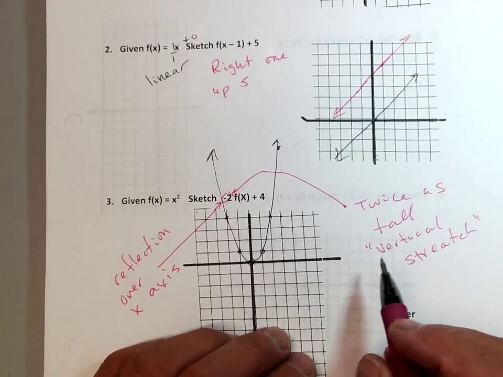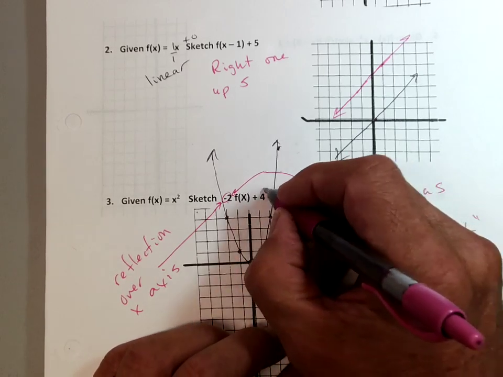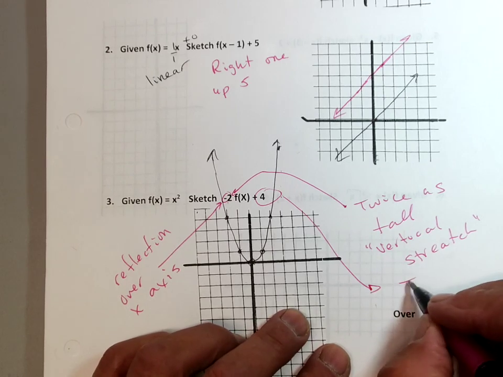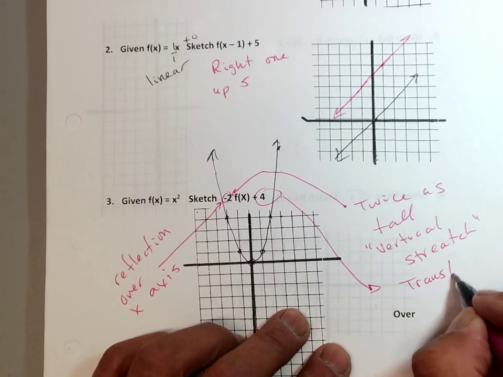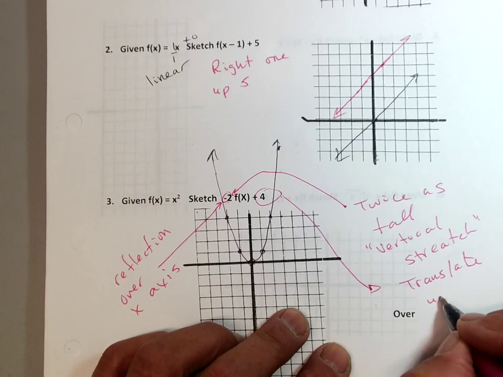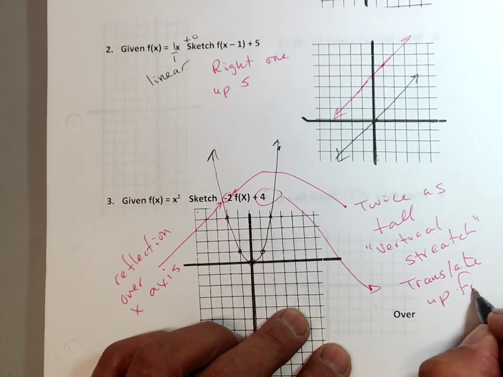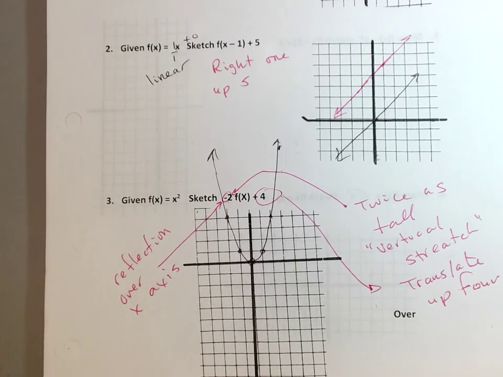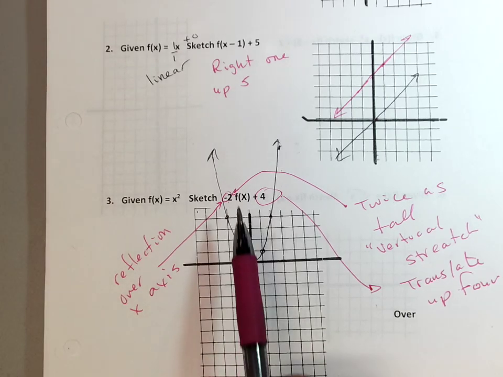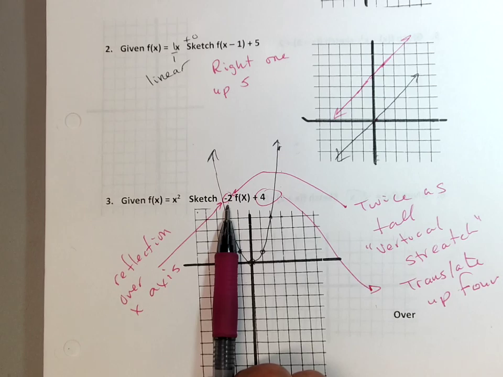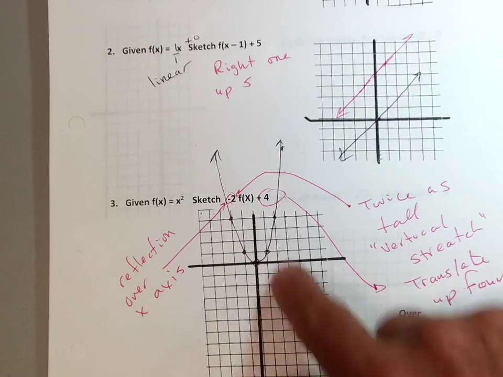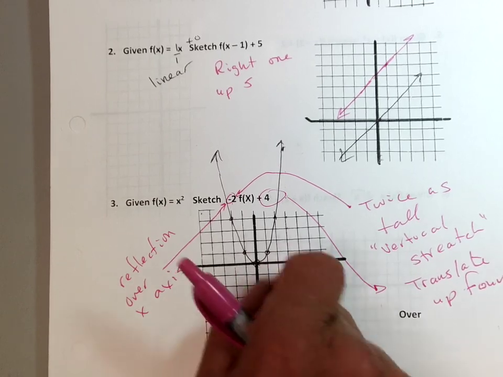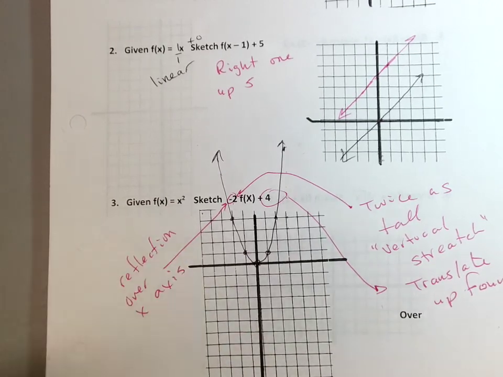And I'm also going to move it up 4, okay? And I'm going to then translate up 4. Okay, how am I doing? So I'm going to do 3 things. We're going to reflect it over the x-axis, so it's going to be like this. We're going to make it twice as tall, but since it's going upside down, it's twice as tall going down. And we're going to move it up 4.